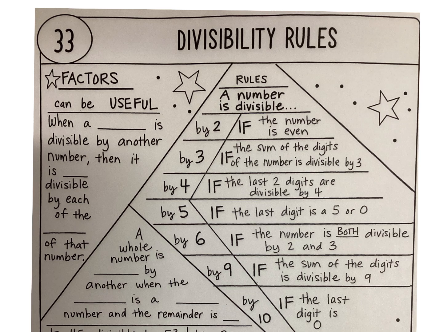So it could be like 250,944. Well, the last 2 digits would be 44, which is divisible by 4. So that entire number is divisible by 4. If it's divisible by 5, it's going to end in a 5 or a 0. That one we know. 6 has to be divisible by 2 and 3, not just 1. It's got to be both.